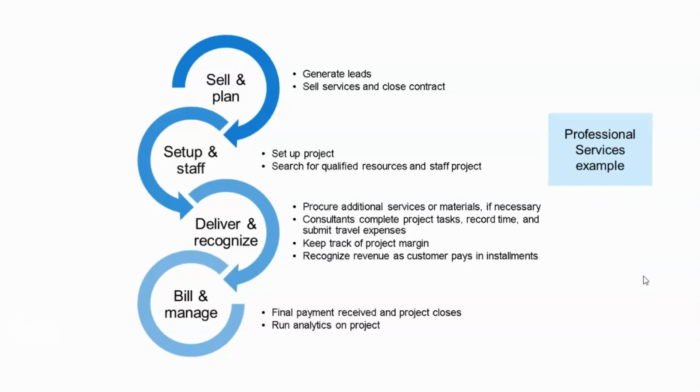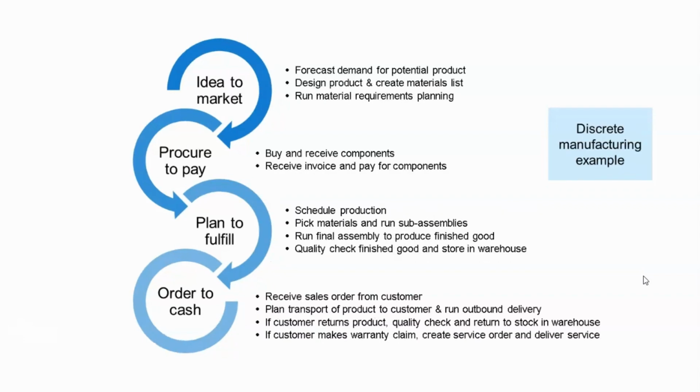Then we have something called bill and manage. After the project completes, the customer pays the final installments and the revenue is recognized through processes in the finance line of business. So the project manager uses the analytical applications to evaluate different aspects of the project. Next comes the product centric industries. We'll discuss that. So this all is a consolidation of the service based industries or the service centric industries.